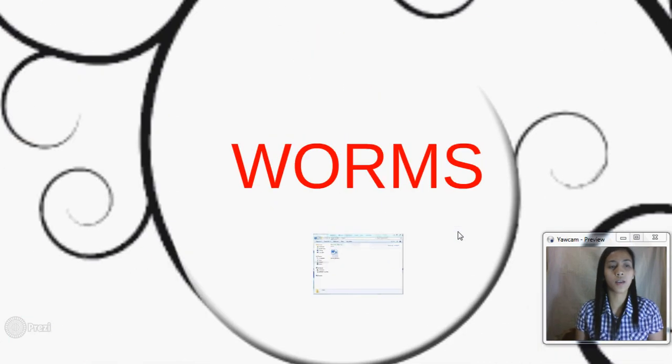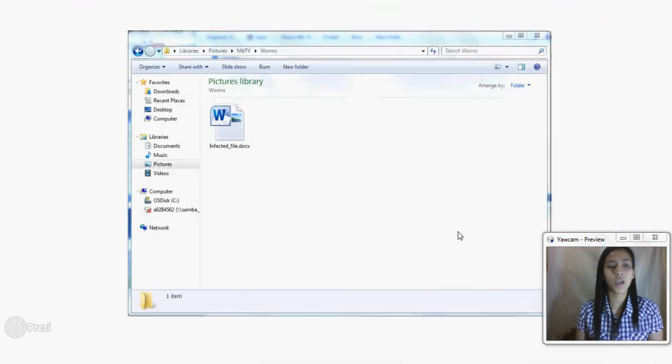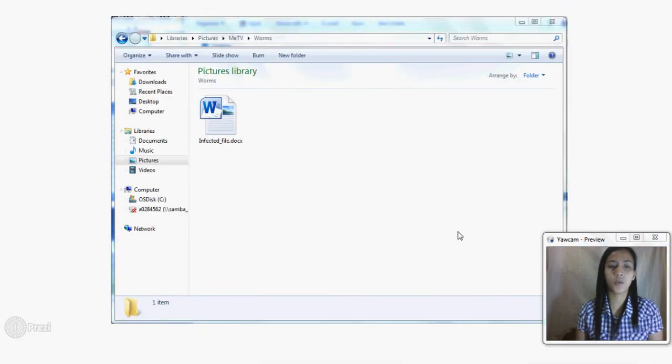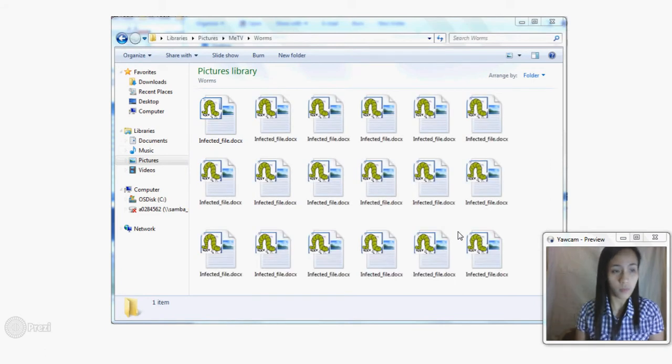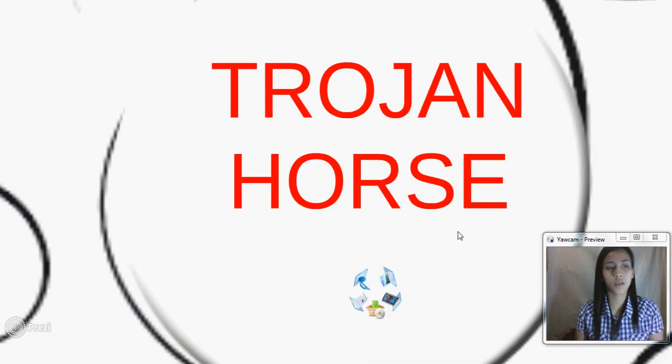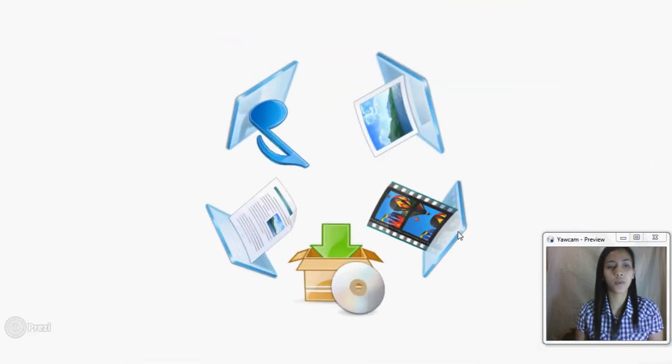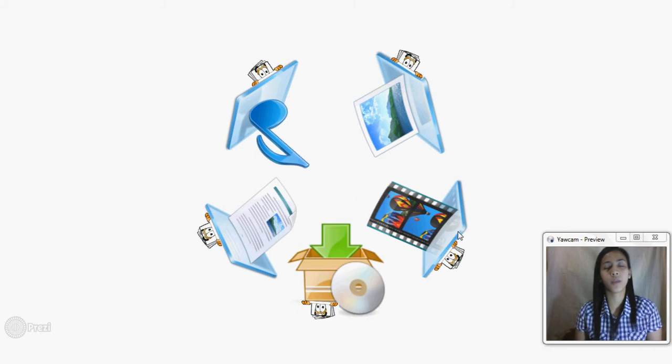Another pest is the worm. Unlike a virus, it is not usually designed to do damage, but it spreads from system to system. Next is the Trojan horse. This code disguises itself as something you want, like music, documents, or videos, but there are hidden files or codes in it that have the purpose of stealing, for example, your identity or even your bank details.